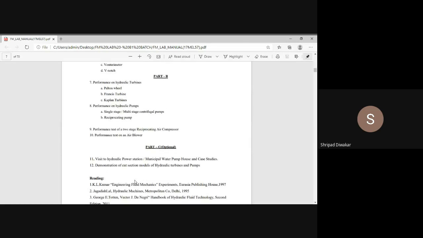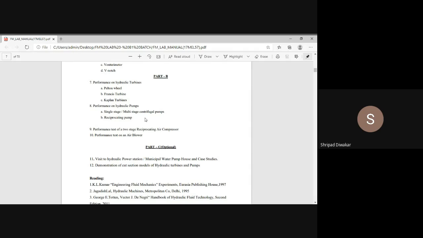The group experiments mainly consist of your turbines, performance testing of turbines. You are going to find out the mechanical efficiency and the overall efficiency of the turbine, and meantime you have characteristic curves. Hydraulic turbines you are going to learn in depth this semester in turbo machines. Mainly we have a Pelton wheel, Francis turbine, and Kaplan turbine. So we have three turbines in our lab.